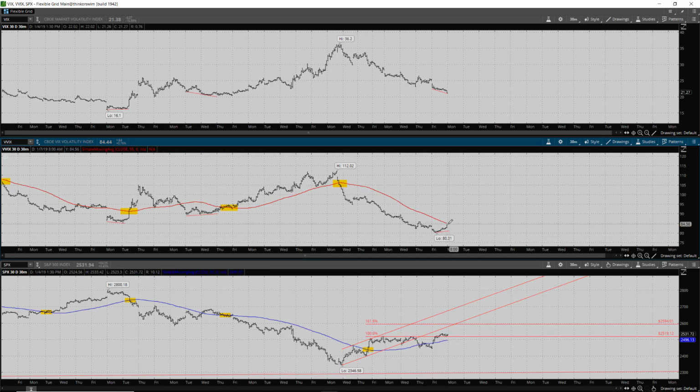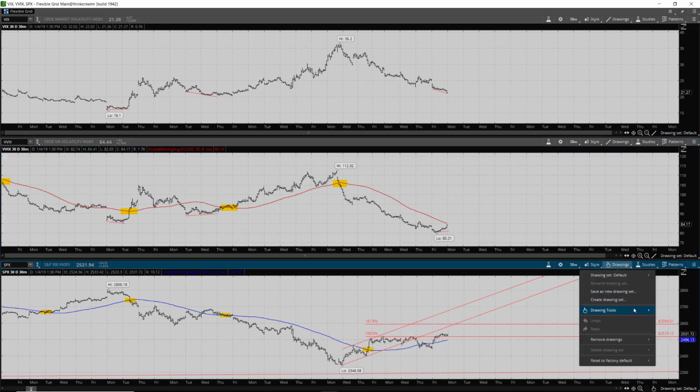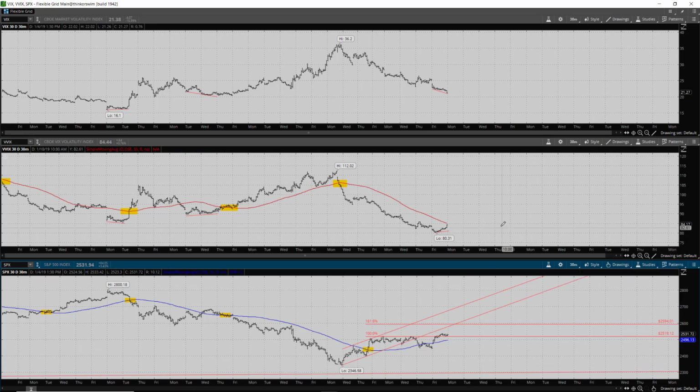That'll be the first step of the signal now that we have the divergence. And then at that point, after VVIX crosses above the red moving average, you'd want to see SPX cross below its blue moving average, and that'd be a confirmed sell signal using this tool. So I'll continue watching this. And it's quite a reliable thing to watch here for both buy and sell signals. So I'll pay close attention to it.